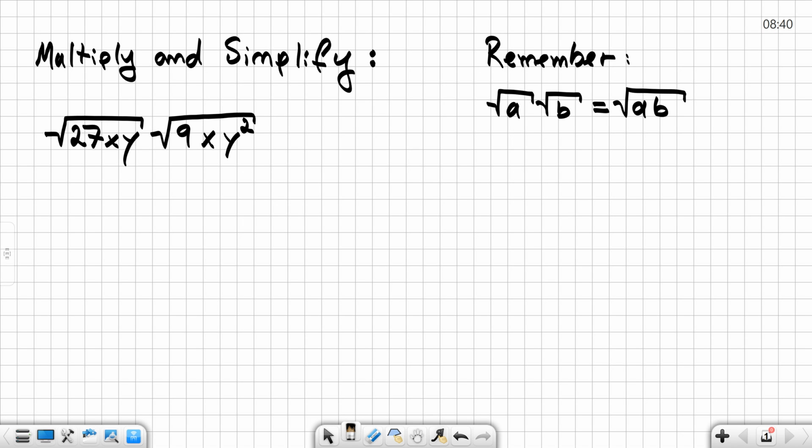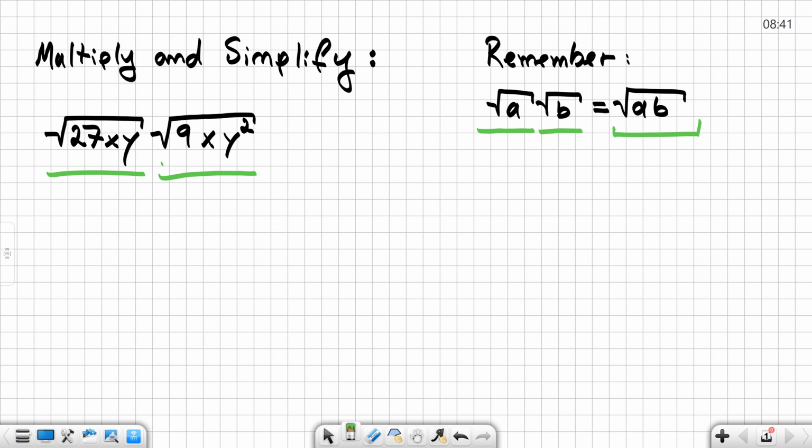We want to multiply and then simplify the following two radical expressions: the square root of 27xy multiplied with the square root of 9xy squared. In order to multiply these two expressions, I need to remember the following property for square roots: the square root of something multiplied with the square root of something else is the same thing as the square root of the product of the insides.